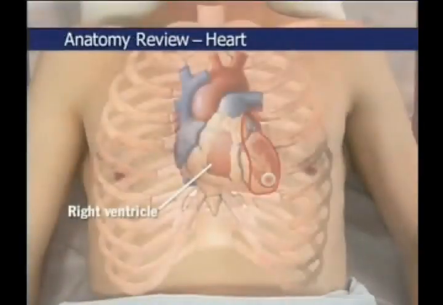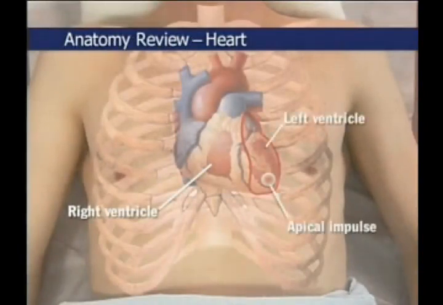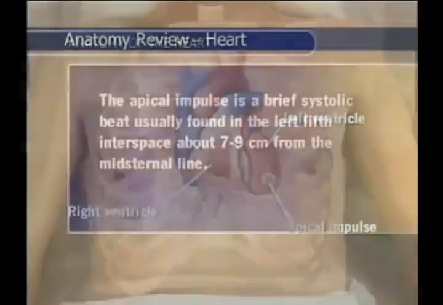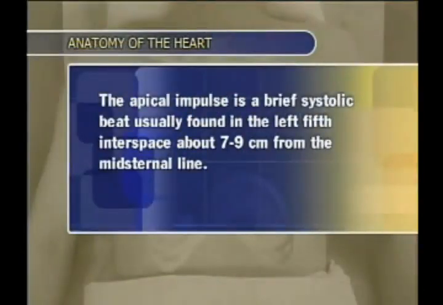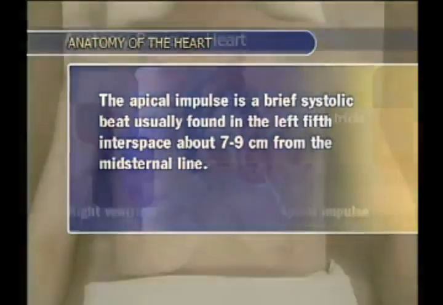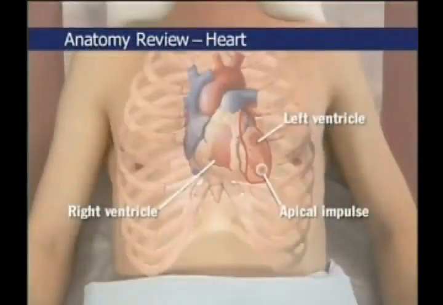Most of the anterior surface of the heart is made up of the right ventricle. The left ventricle lies to the left of and behind the right ventricle. It forms the left border of the heart and produces the apical impulse. The apical impulse is a brief systolic beat, usually found in the left fifth interspace about 7 to 9 centimeters from the midsternal line. The impulse measures about the size of a quarter, roughly 1 to 2.5 centimeters in diameter.